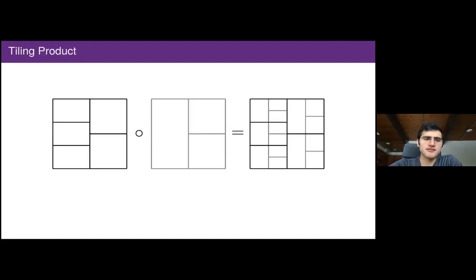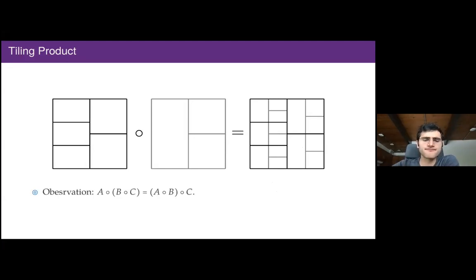The main ingredient of our constructions is the tiling product, which is defined as follows. The tiling product of S times T is defined by replacing every tile in S by an appropriately scaled copy of T. You can see one such example of this product here. This is an important definition for the rest of the talk. If it's unclear, please interrupt me.